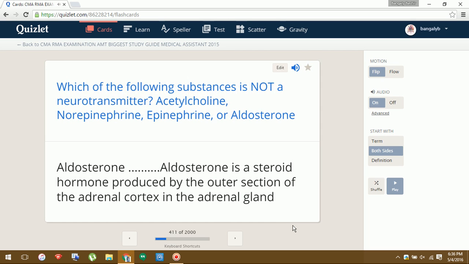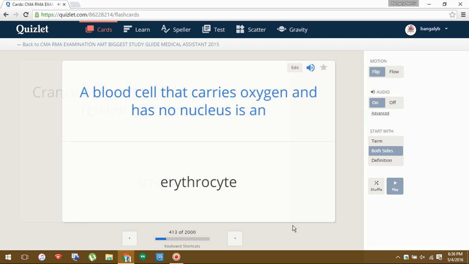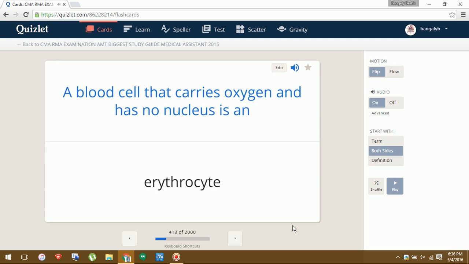Which of the following substances is not a neurotransmitter? Acetylcholine, norepinephrine, epinephrine, or aldosterone? Aldosterone. Aldosterone is a steroid hormone produced by the outer section of the adrenal cortex in the adrenal gland. The olfactory nerve is related to the sense of smell. A blood cell that carries oxygen and has no nucleus is an erythrocyte.